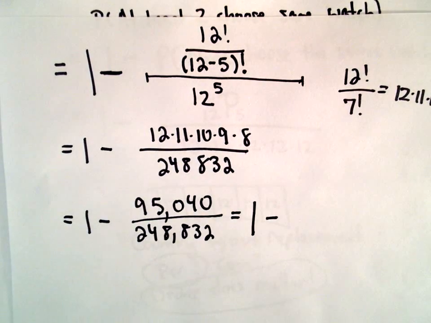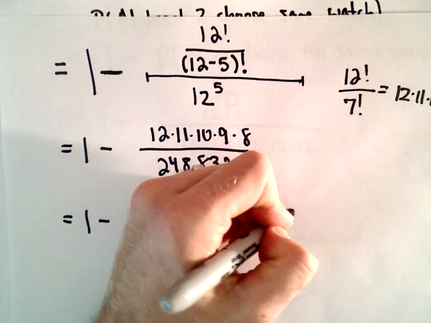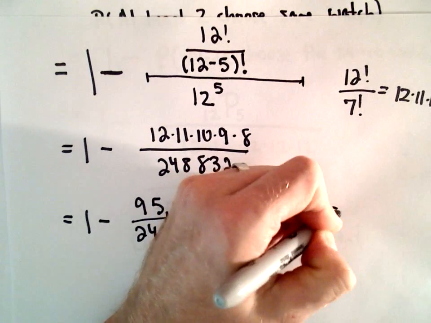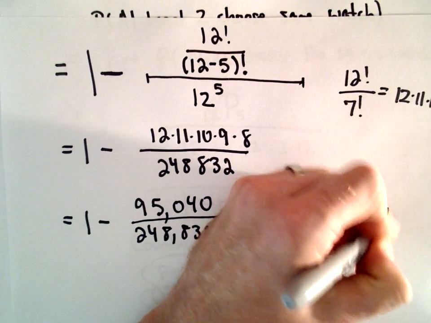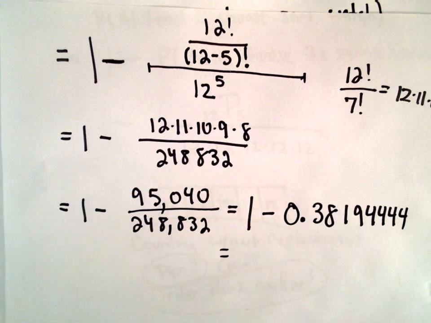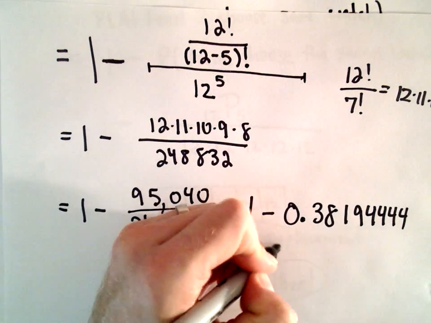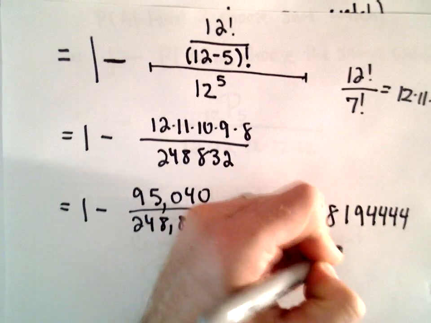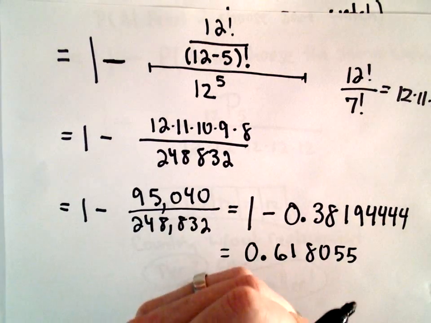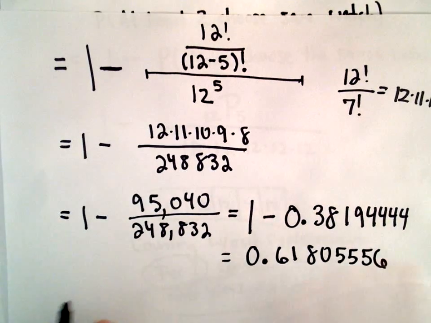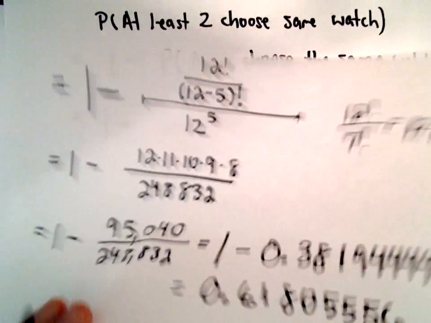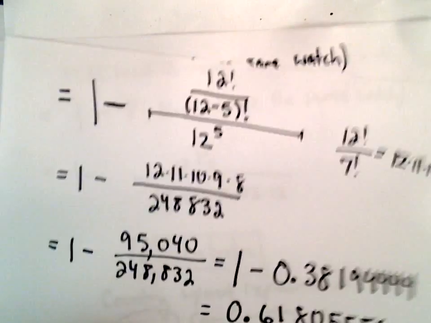All right, so now we're almost there. So 95,040, if we divide that by 248,832, I'm getting 0.38194444. If we take 1 minus that, we'll get 0.618055556 is what I'm getting. So certainly more decimal places than we need, but I'm just jotting them all down here.